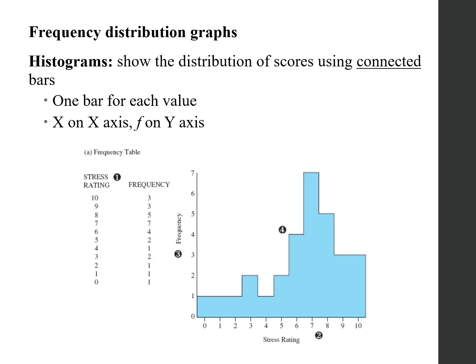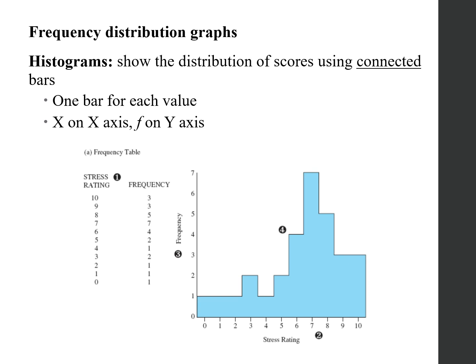The first graph we'll talk about is a histogram, which shows the distribution of scores using connected bars. There is one bar for each value, and it's plotted such that the x values are plotted on the x-axis, which is the horizontal line, and the frequency is plotted on the y-axis, which is the vertical line.